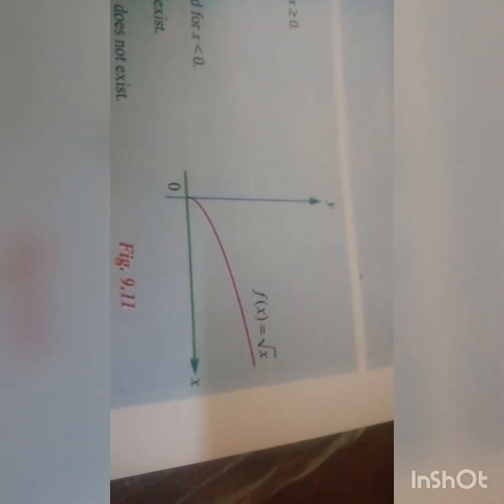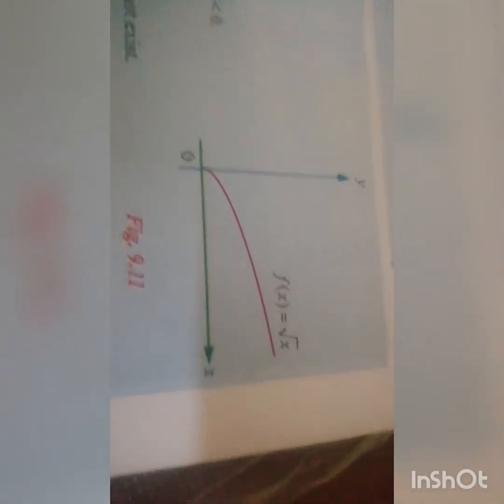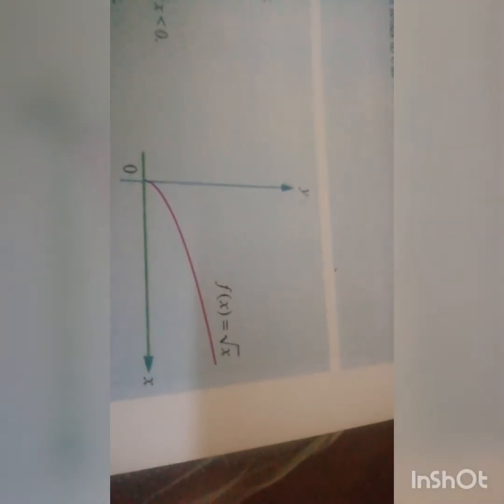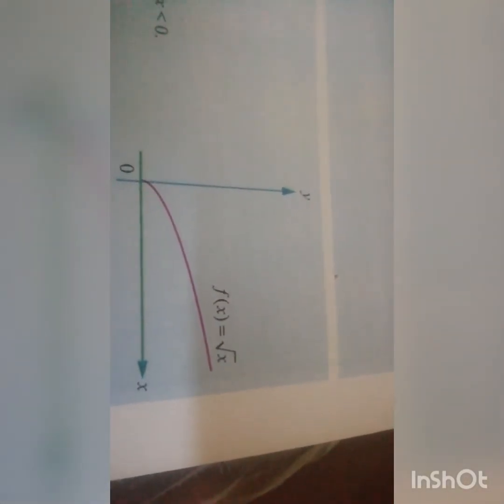But if we put x less than 0, it cannot exist. See the diagram: x is defined for 0 and positive values only. Negative values do not exist. What is the reason? The root of any negative value is an imaginary value. So it's not a real value, and it does not exist.